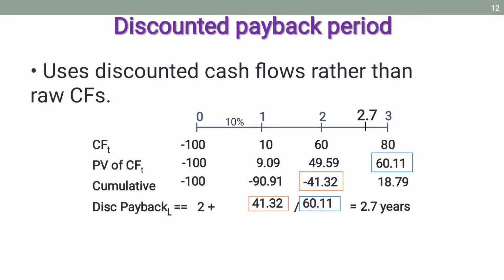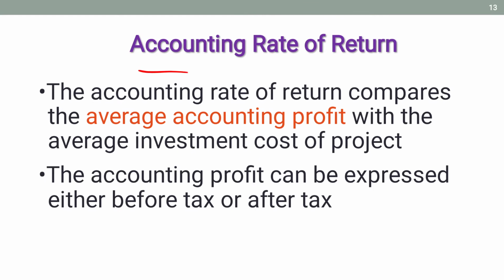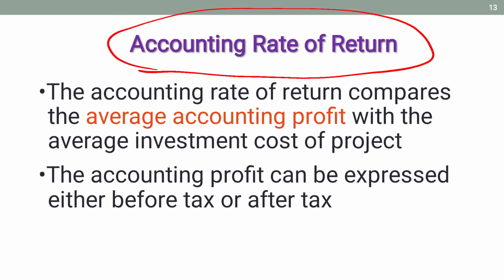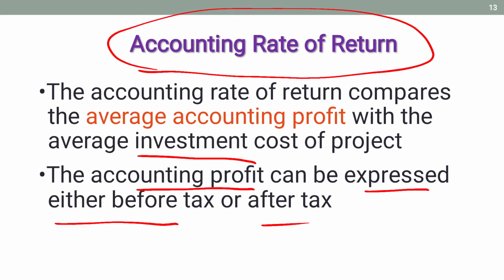Okay, let's continue. The next technique is accounting rate of return. Accounting rate of return is calculated by averaging the accounting profit with the average investment cost. The accounting profit can be expressed either before tax or after tax, but better to use after tax.